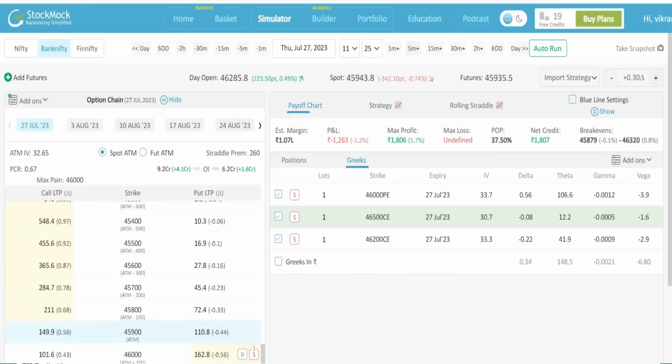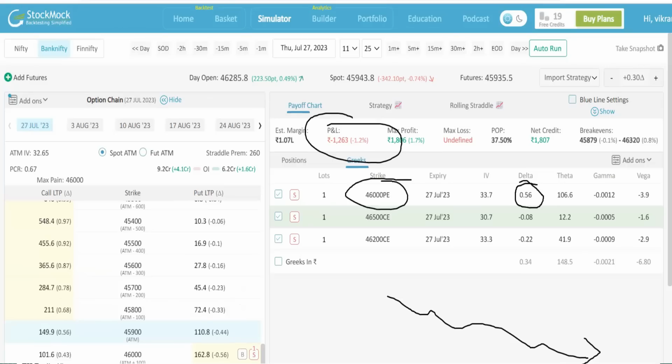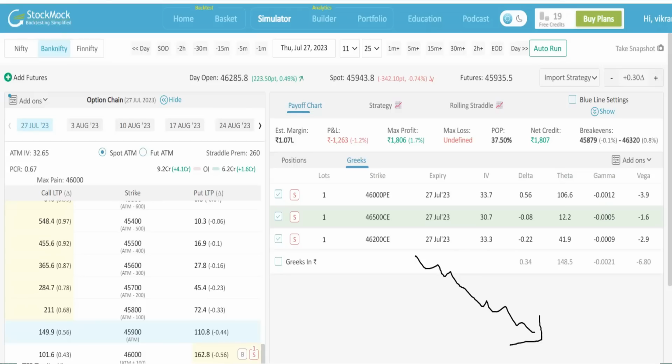Look at this. The trade is not working out, right? Even if you do the adjustment, the trade may not work, because now look at the delta. 0.56, right? You can match the delta and do the delta hedging, but it will only lead to bigger and bigger loss if the trade keeps going down, right? Because when delta is going up on the put option side, what does it mean? The market is going down. Okay, we'll see it on the chart also.